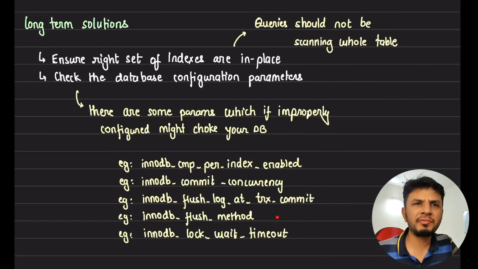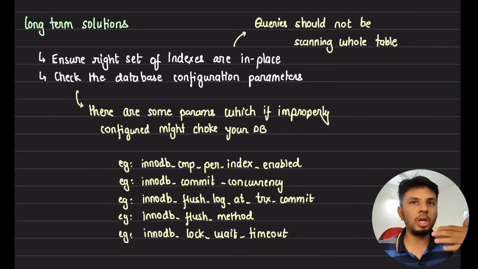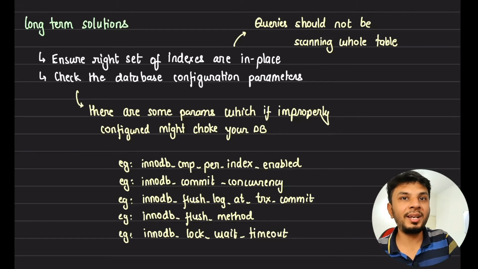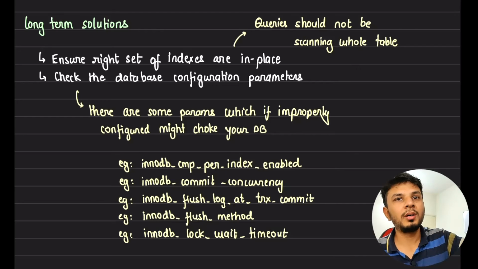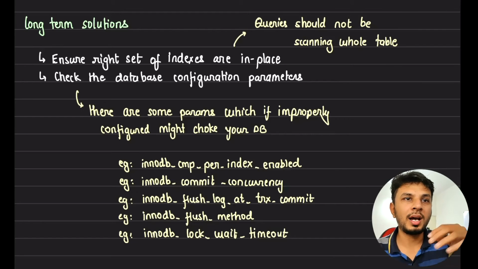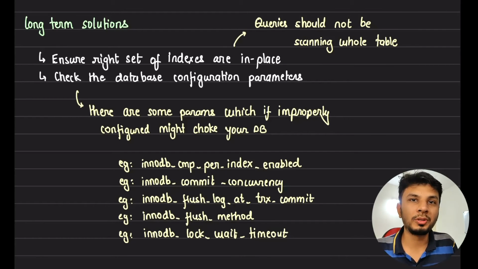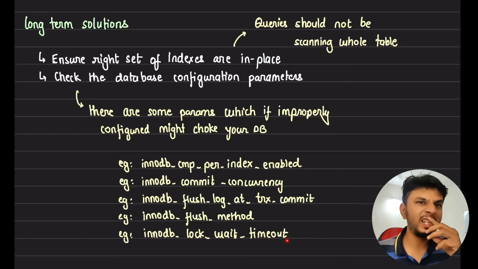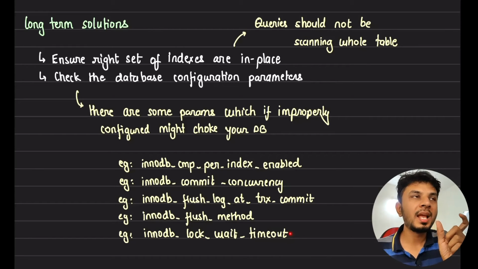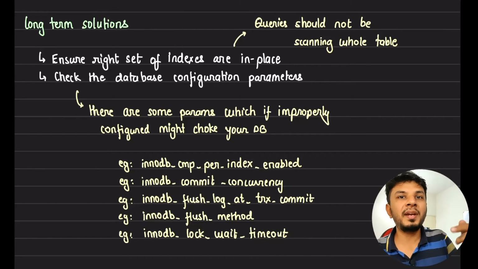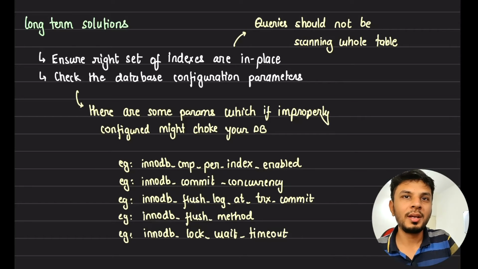Then similarly, there is flush method and there is lock wait timeout. Lock wait timeout is an important one, where you say how long my transaction should be waiting on a lock, which is a lock on a particular set of rows. How long should I wait before I time out? This is important because if you have a longer wait timeout, your transactions will be waiting for a longer duration for a lock, and then it will time out.